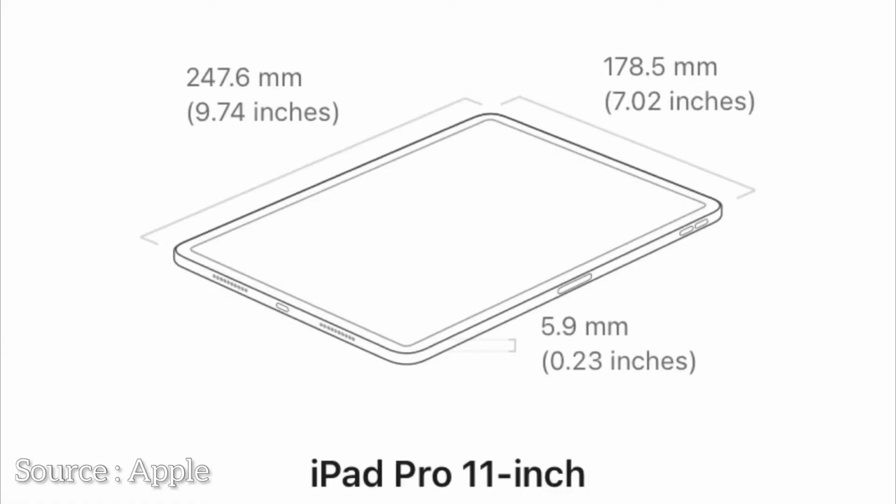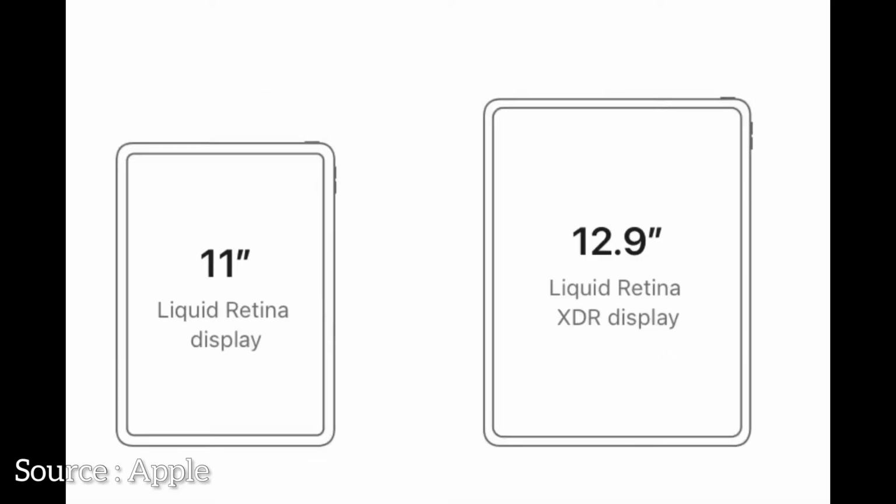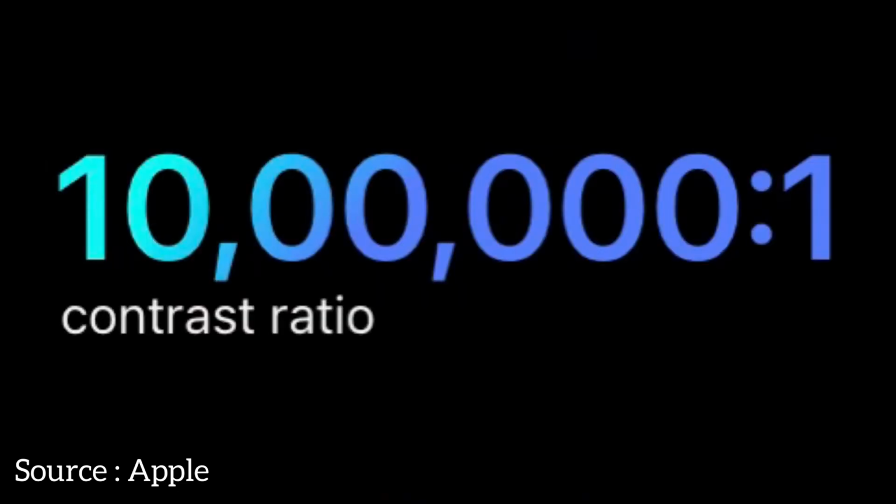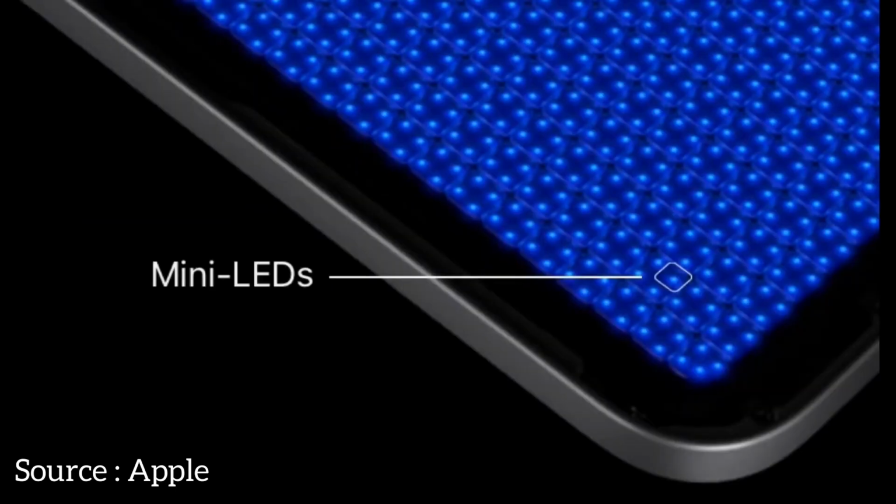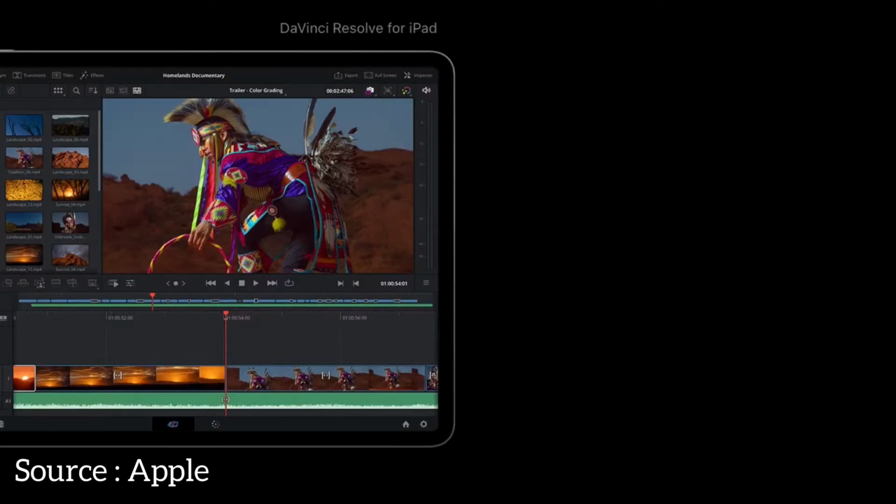Now let's talk about the dimensions of this iPad. So this iPad comes in 2 sizes, 12.9 inch and 11 inch. The extreme dynamic range is available on the 12.9-inch iPad. The minute details with 1:1 contrast ratio are provided by the Liquid Retina XDR display. So this gives a better idea for editing photos and videos in HDR.